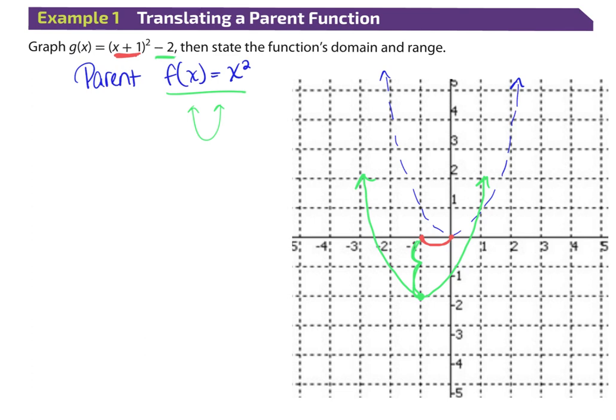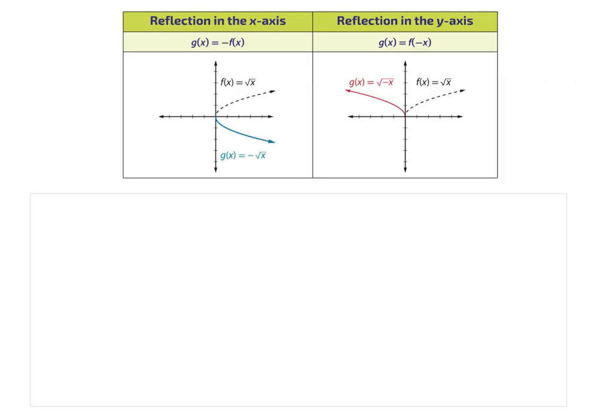And then outside, up and down. And so I've shifted it in the direction and the number of times that it told me to shift it, and then I sketch the graph. All right, so reflections can move you different ways.